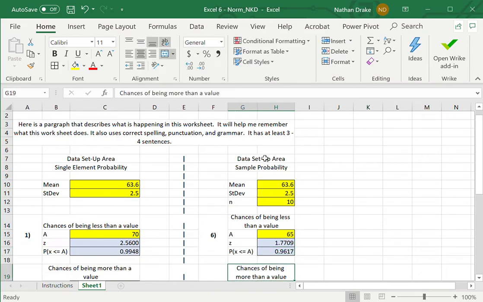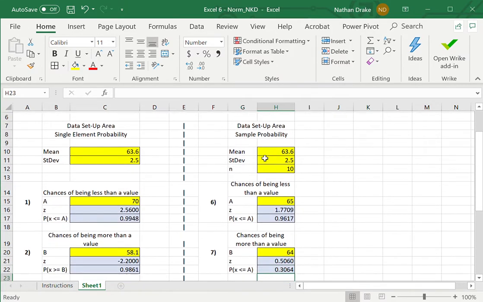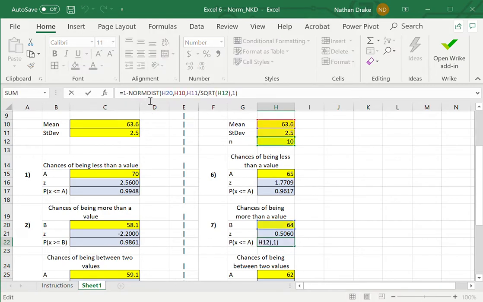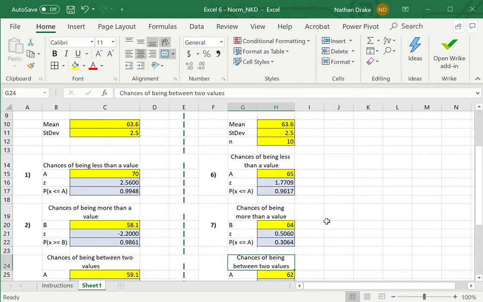If we want to find chances of being greater than a value, we do a very similar thing. We have our value B here. We have our z-score that we've calculated using the square root again. And then to find the probability, the only thing different we're really going to have to do is take 1 minus this value, because we want to know the area to the right instead of the area to the left, right? And so that's the only difference there.